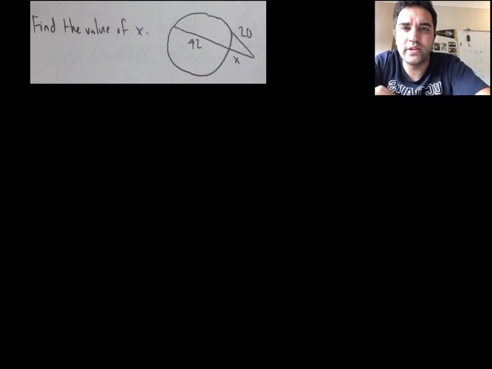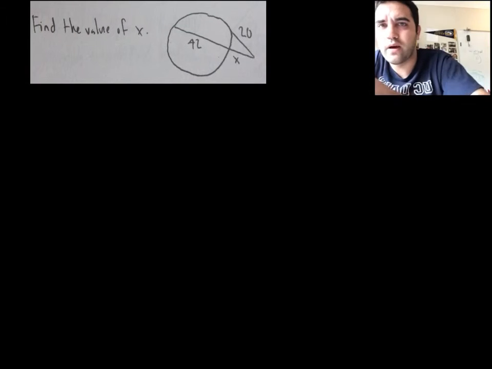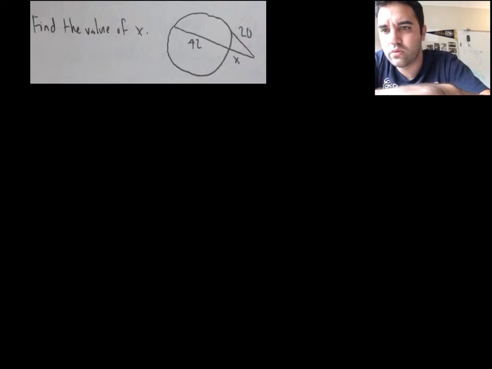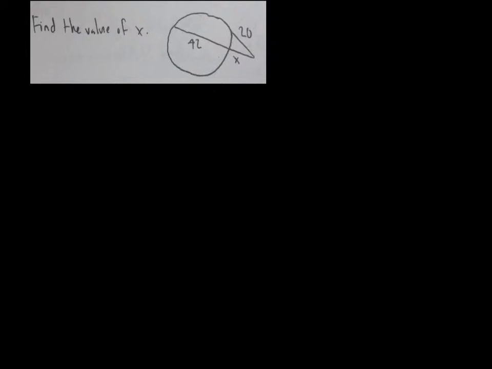Hey there, this is number 3 from the study guide, so I'm going to do that now. So the formula that we're using for this one is for a tangent and a secant. So the tangent is here and the secant is here.